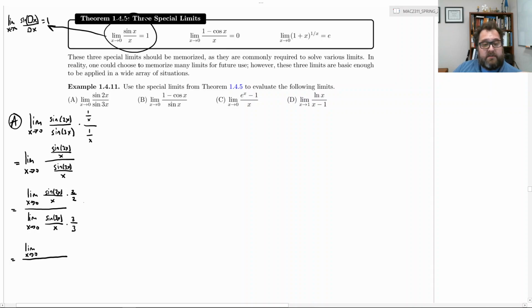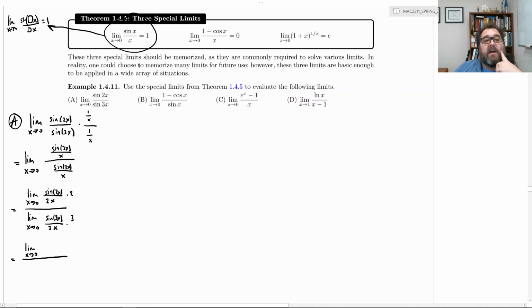Now, I need to rearrange this. In fact, what I'm going to do is put the 2 on that denominator right there, and then the same thing with the 3. Put it right there. Okay, so now my limits are in the correct form, but I still have that 2 right there, and I still have that 3 right there.